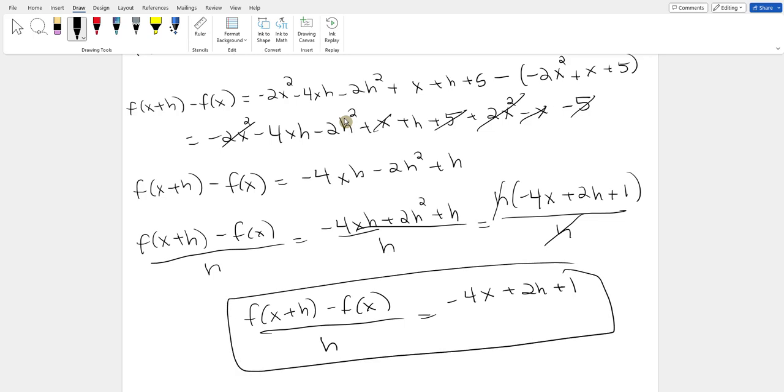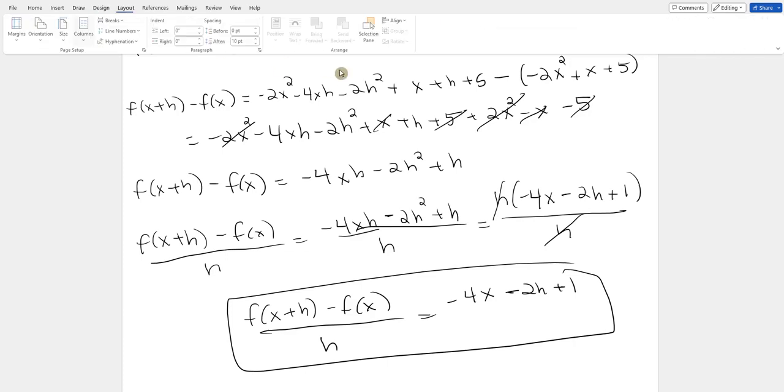So it's a lot of steps. And let me double check something. I think I changed my sign here. Okay, I made a mistake there. This should be minus. I forgot to bring it down. This should be minus 2h. There we go. I changed it to a plus sign accidentally. So this is the final answer.